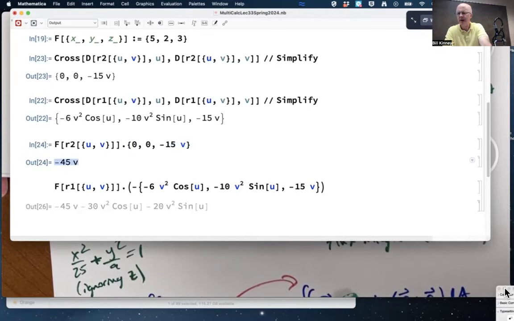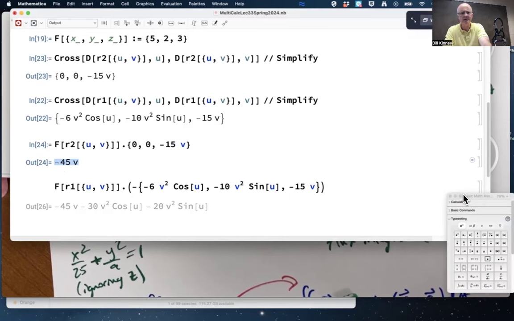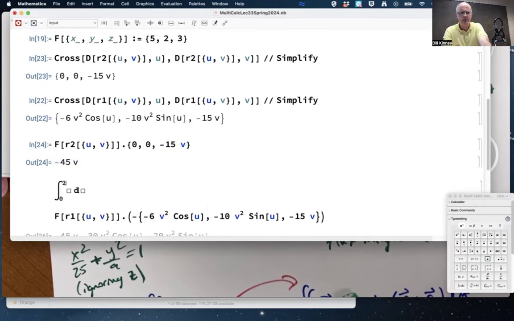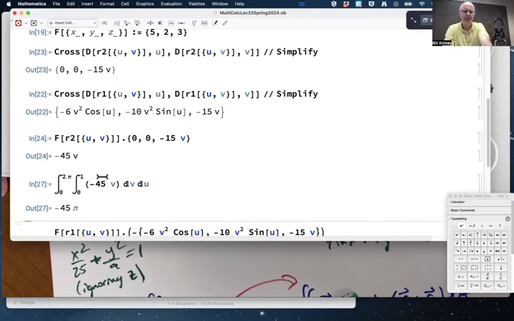We are ultimately integrating with respect to u and v over a rectangle. v goes from 0 to 2 pi. No, that's u, excuse me. u goes from 0 to 2 pi. v goes from 0 to 1. Negative 45v. Yeah, v goes from 0 to 1. u goes from 0 to 2 pi. Negative 45 pi.